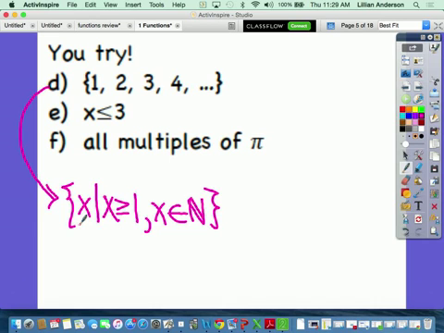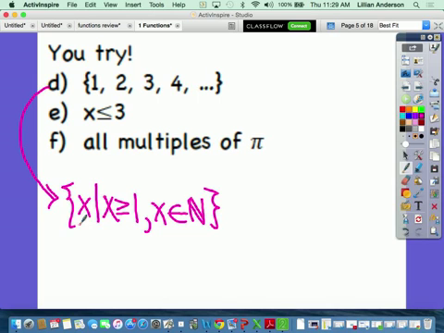Okay. That's proper. And the way she said it was good as well. She said X such that X is greater than or equal to 1, and X is an element of a natural number. Okay? That's exactly how you would say it. Very good. Who wants to do E? I'll take a volunteer this time.